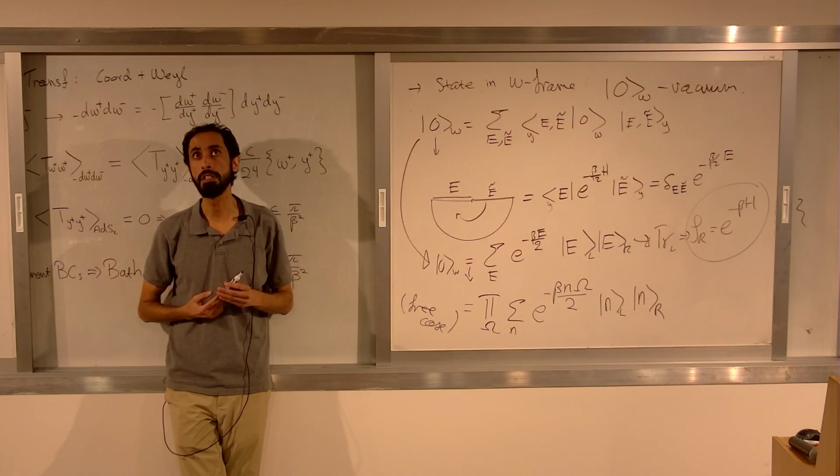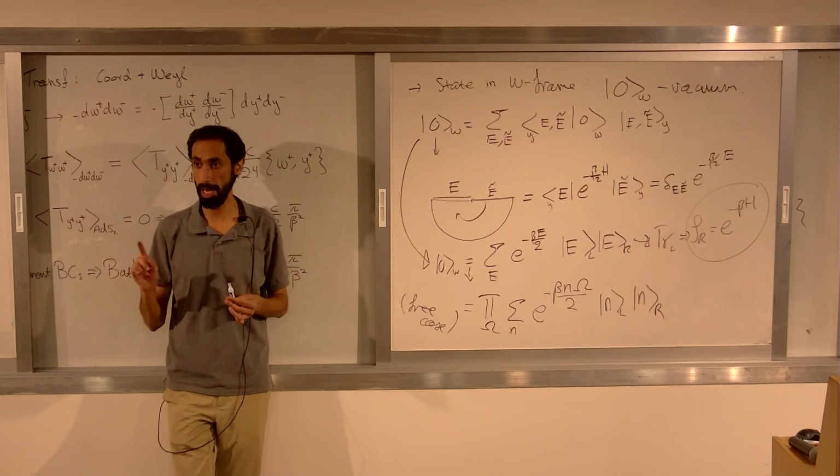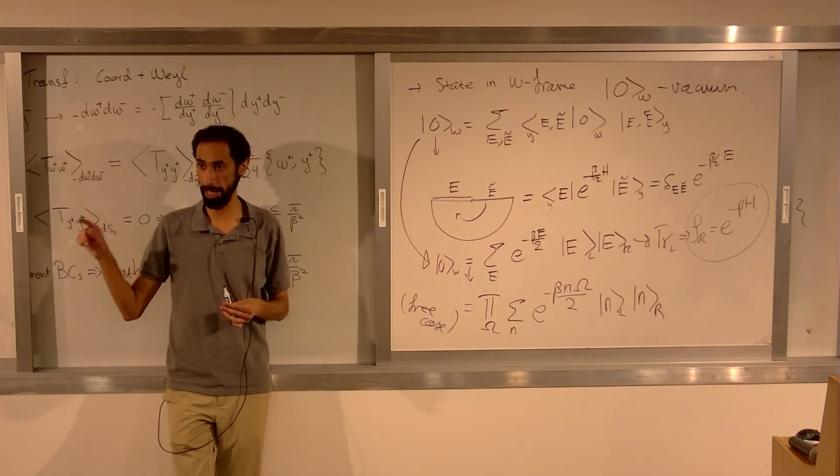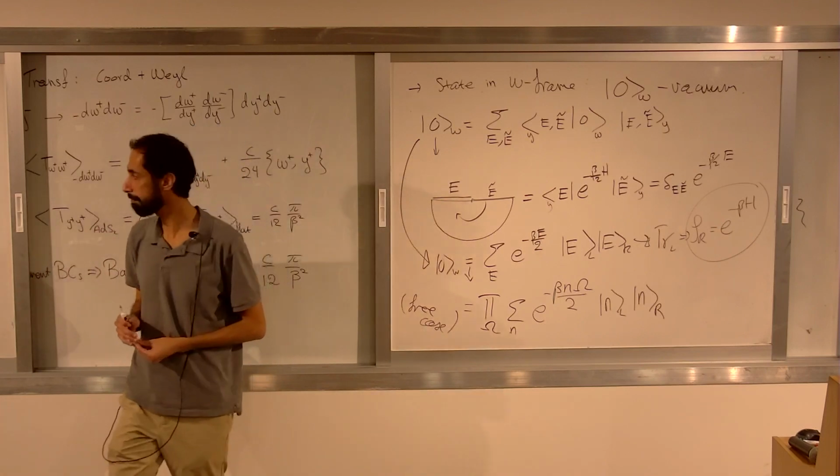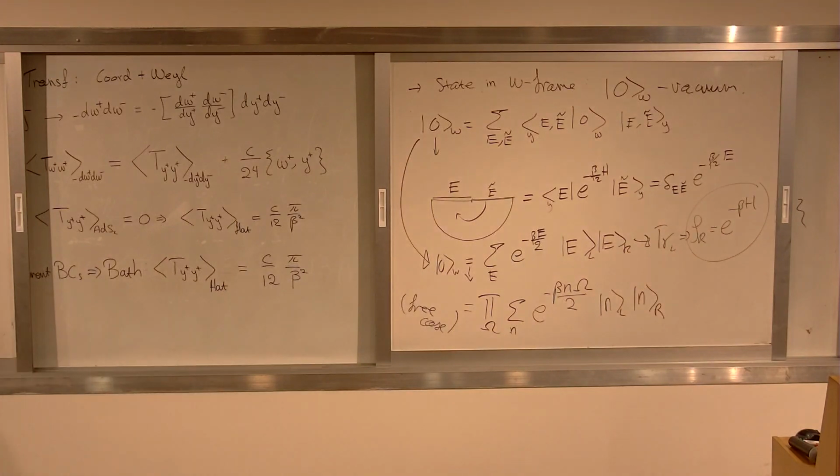Let me see. But I think there's a one-to-one mapping between the eigenstates of the first Hamiltonian and the eigenstates of the Weyl transformed Hamiltonian. And that's all I need. Okay. Von Neumann entropy, S_VN, is given by minus trace rho log rho. Okay?